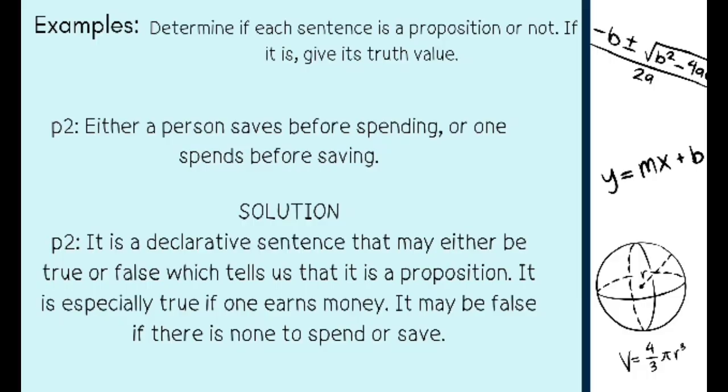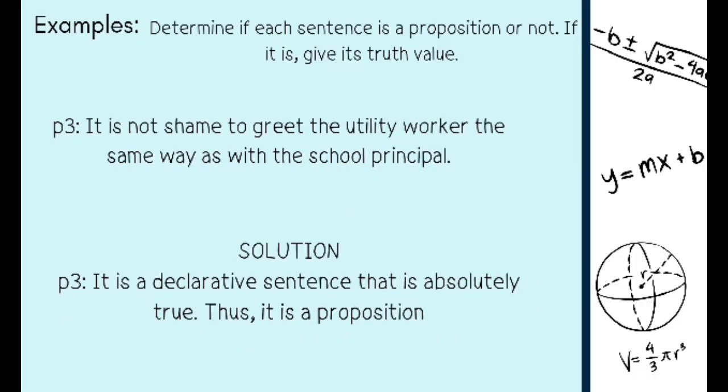P2: Either a person saves before spending or one spends before saving. It is a declarative sentence that may either be true or false, which tells us that this proposition is especially true if one earns money. It may be false if there is nothing to spend or save. P3: It is no shame to greet the utility worker the same way as the school principal. It is a declarative sentence that is absolutely true. Thus, it is a proposition.